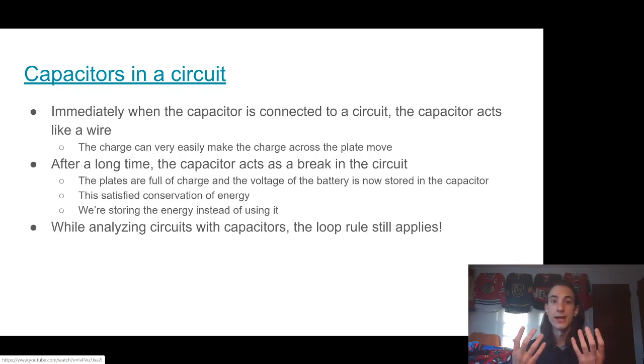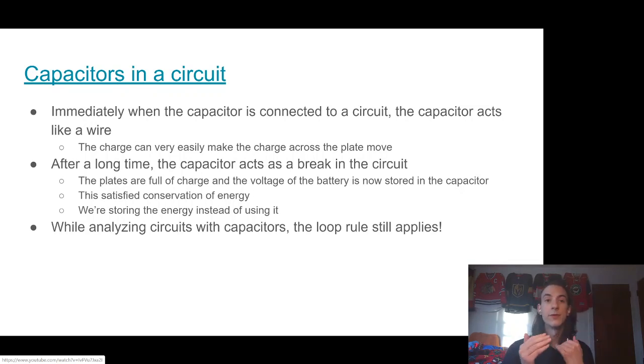After a long amount of time, though, the capacitor is going to act like a break in the circuit. These plates are full of charge. The voltage of the battery is now equal to the voltage of the capacitor. We've maxed out our energy. We've satisfied conservation of energy. We're not making more energy. So we're at this state where the energy is stored in the field because of this separation of charge in the capacitor.